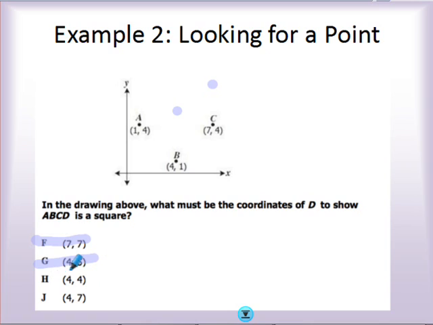If you look at H, that is 4, 4. That would be right there, so that's no good. You look at J, that's over 4 and up 7. Okay? And success. That is the correct answer. Now we could use the distance formula. If there were 2 points that were close and we weren't sure, we could certainly use the distance formula to make sure that the diagonals are congruent and perpendicular. But for this problem, it was easy enough just to tell by looking at the points that we were given.